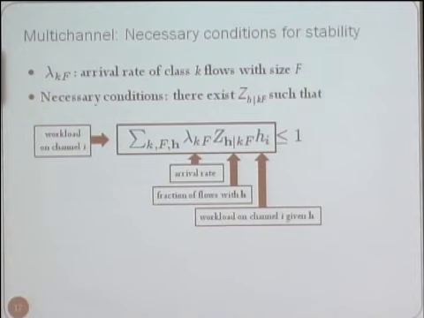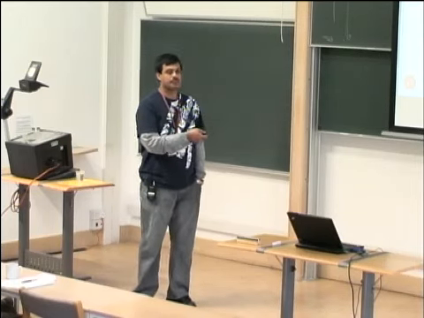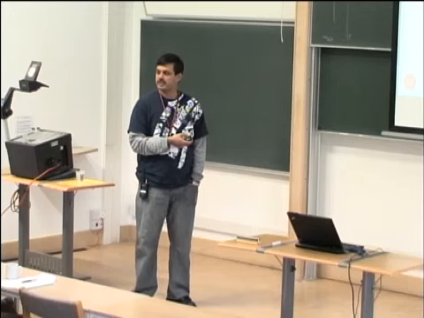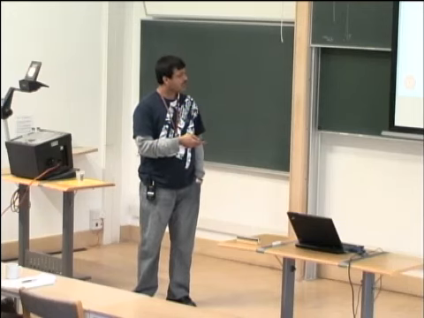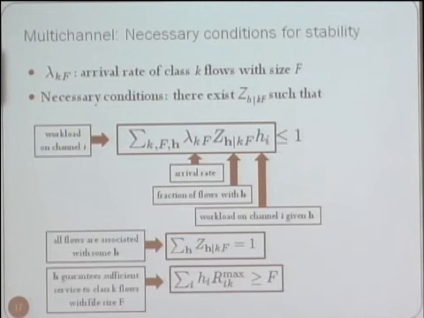Workload is basically the number of time slots that a particular channel is used. That has to be less than 1. So workload simply means the number of time slots a particular channel is used, and of course there are other conditions. Clearly the summation over all possible channel allocations should be equal to 1. This is the fraction of time, so this fraction should add up to 1. And you have this condition.